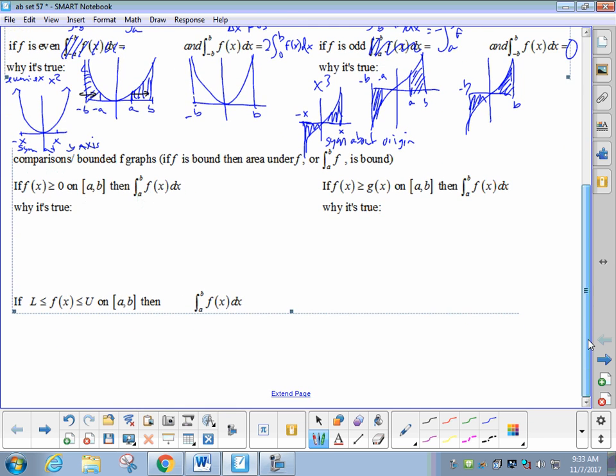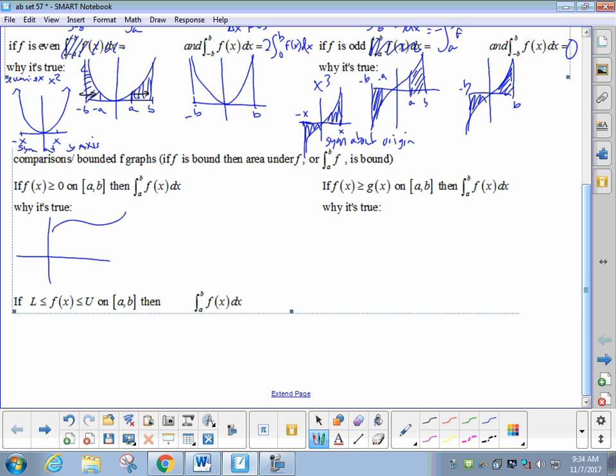All right. And then bounded ideas. These are a little less, yeah, actually, when you see them, they're pretty clear. So the idea is, if you know something about f, that the y values for f are only this big, then you can also make a conclusion about the area under f. For example, if you know that the y values on f are always positive on an interval, then what do you know about the integral, or the area under f? It has to be positive.